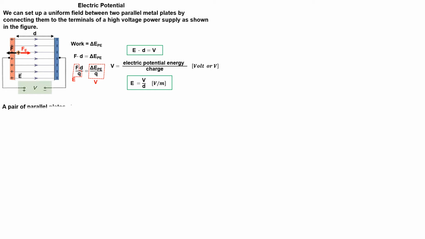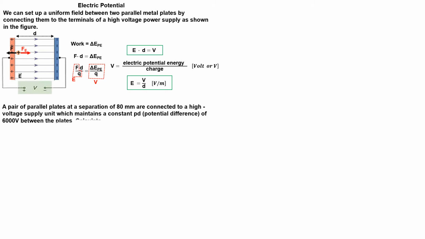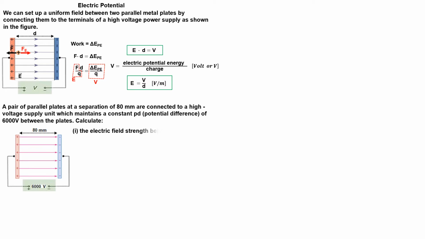A pair of parallel plates at a separation of 80 mm are connected to a high voltage supply unit which maintains a constant PD of 6,000 volts between the plates. Calculate the electric field strength between the plates. To calculate the magnitude of the electric field between the plates, use the equation and perform the calculations.